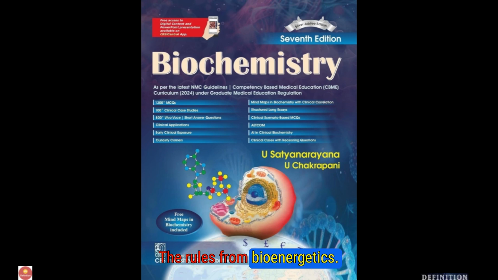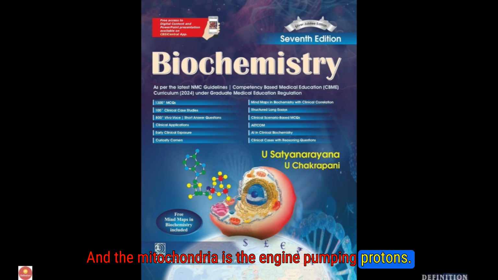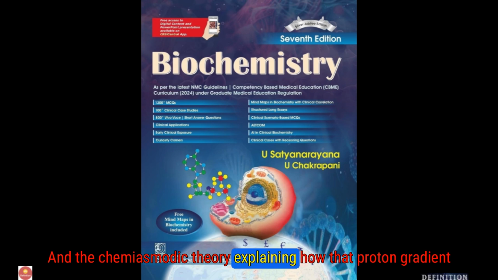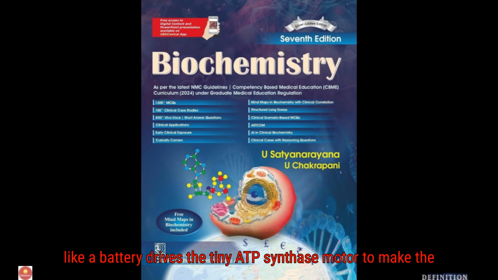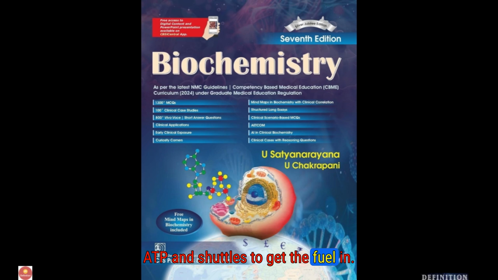The rules from bioenergetics, ATP is the currency, the ETC in the mitochondria is the engine, pumping protons. And the chemiosmotic theory, explaining how that proton gradient, like a battery, drives the tiny ATP synthase motor to make the ATP, and shuttles to get the fuel in. It's an incredibly elegant, interconnected system.